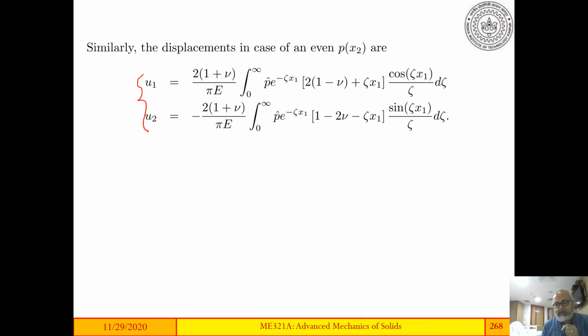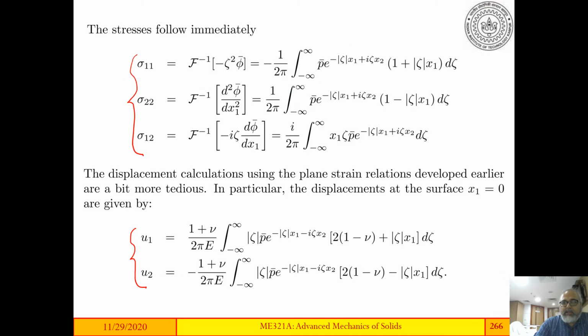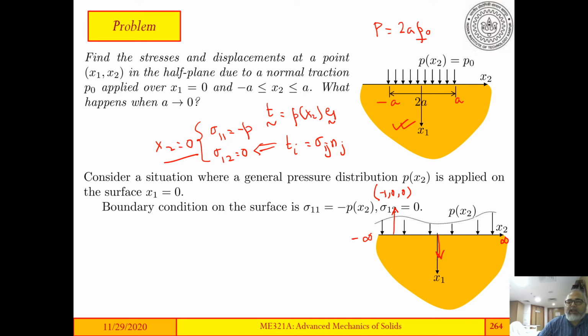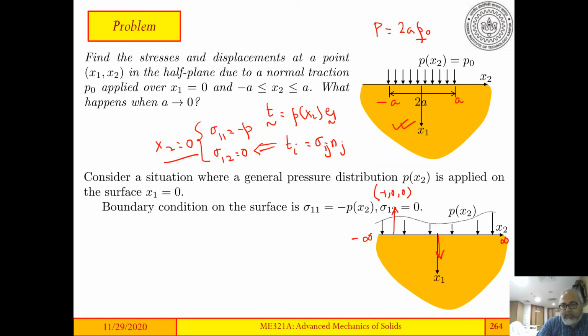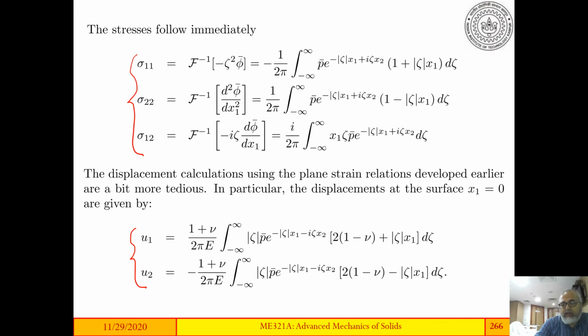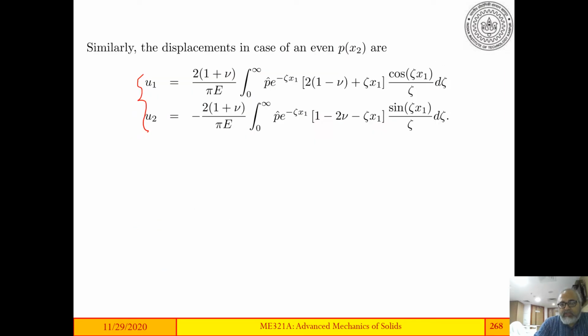Now let us come back to our special case where we have a constant distributed load from minus a to a rather than a load from minus infinity to infinity. All we have to do in these expressions is to find, this is of course an even function. It is a degenerate kind of even function, but it's an even function nevertheless. So we can use these expressions directly and we will get the answers, but it's overkill. We don't need to use these expressions, so we will use the cosine expressions.